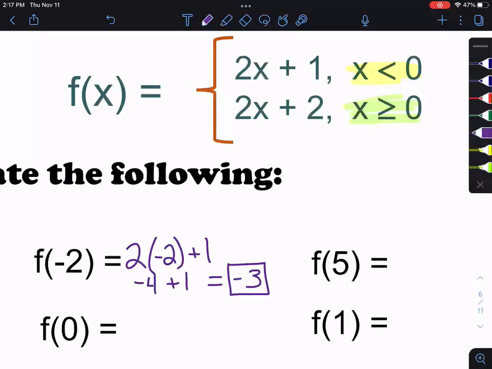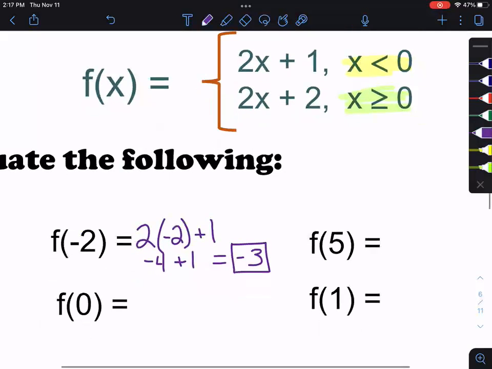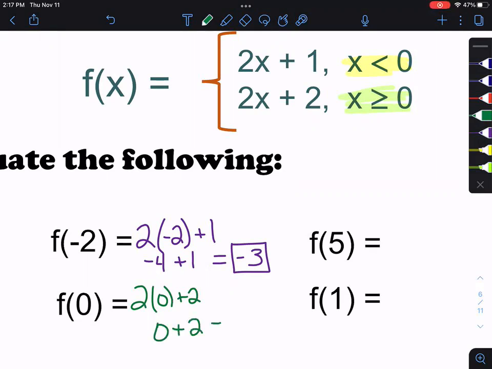F of 0, our x value here is 0. We have to put this under the bottom constraint because x can be greater than or equal to. That equal to is what allows us to use the bottom equation. So 2x plus 2. So we're going to have 2 times 0 plus 2. 2 times 0 is 0. 0 plus 2 is 2.